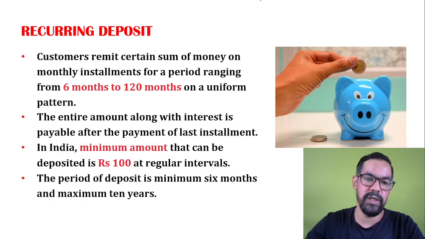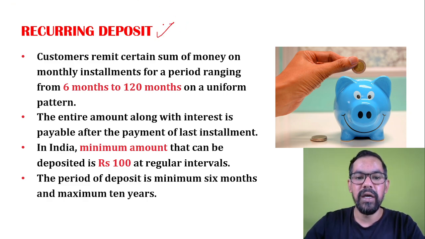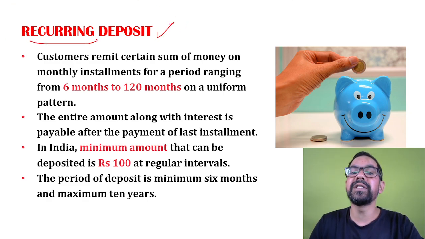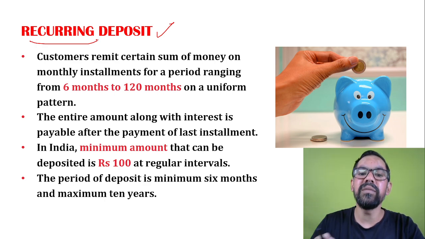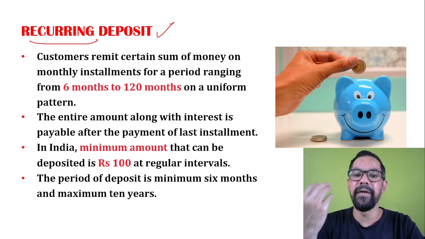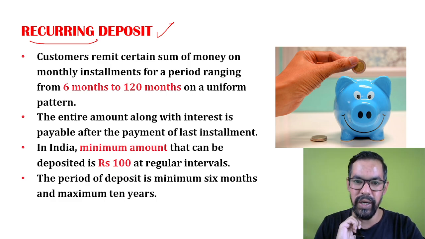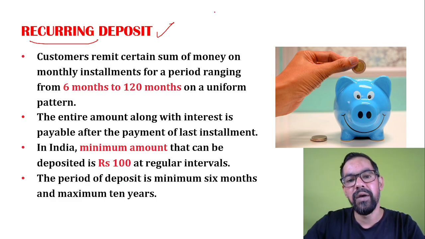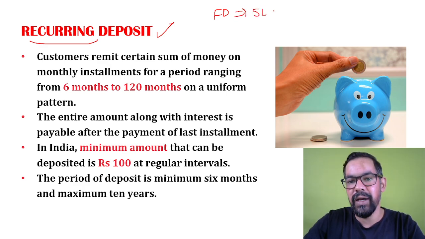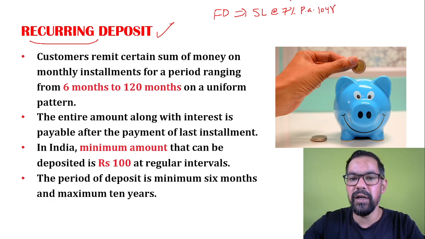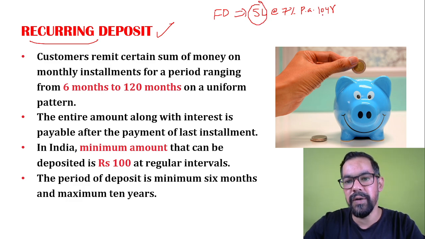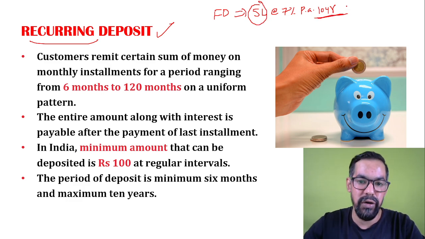Now, recurring deposit. So what is a recurring deposit? As the name states, recurring. It will come every month, every quarter, every half yearly or yearly basis. So in case of FD, what was the difference? In case of FD, you deposited 5 lakh rupees at the rate of 7% per annum for 10 years. But this is a lump sum deposit for a fixed time duration at a fixed rate of interest.